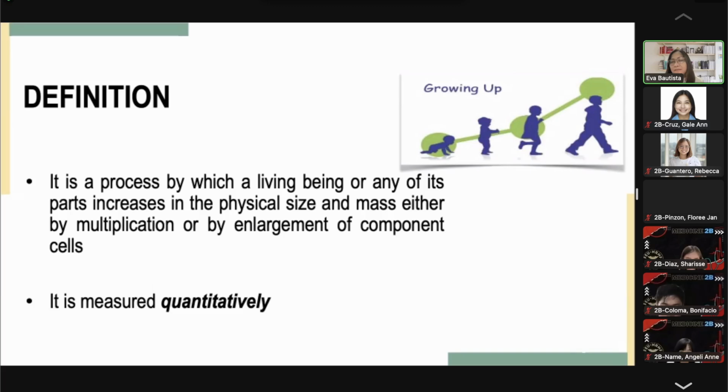growth is basically an increase in weight or an increase in height or an increase in the number of cells or an increase in the cell itself, okay? And this is something that can be measured quantitatively. Examples are the weight, the height, the head circumference, okay?